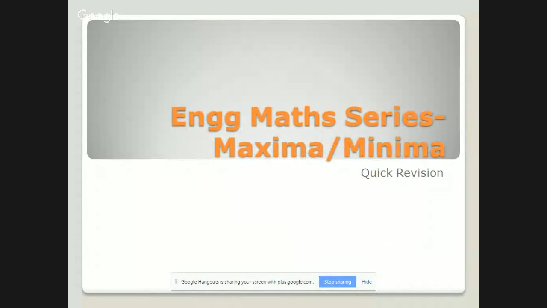We are going to see maxima and minima. This part is also getting repeated in your GATE examination and engineering services. So we will see what is maxima, and how to find a maxima or minima of a function.